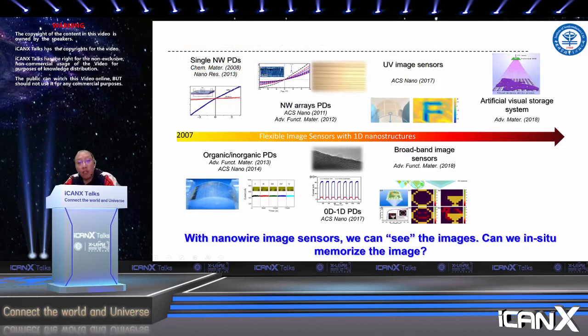With nanowire image sensors, we can see the image. But can we in situ memorize these images? Following this work, we designed some artificial visual storage systems.